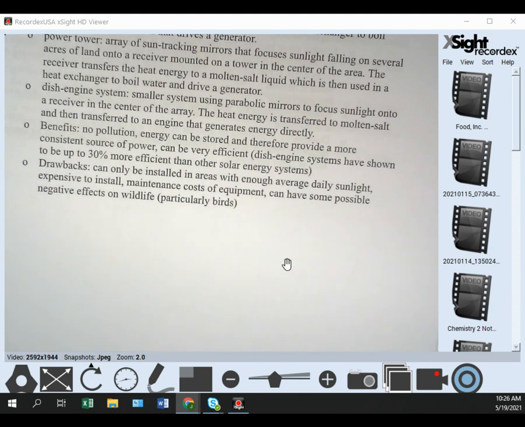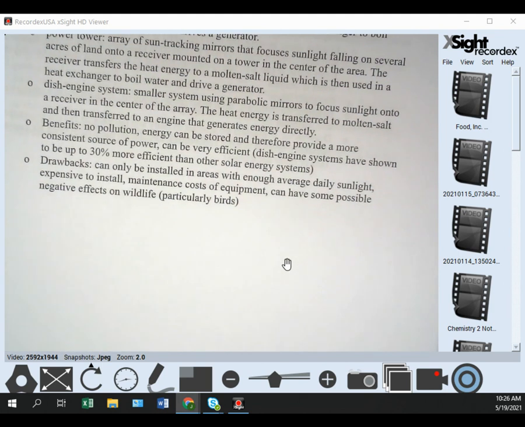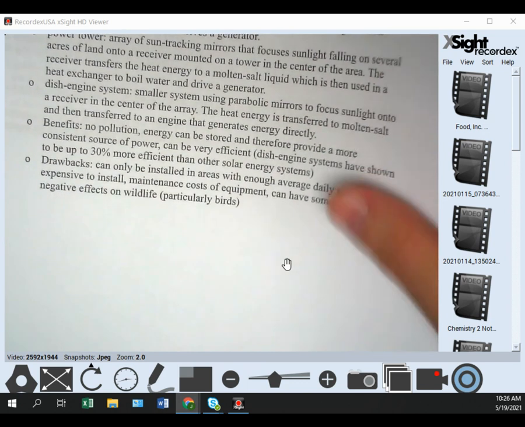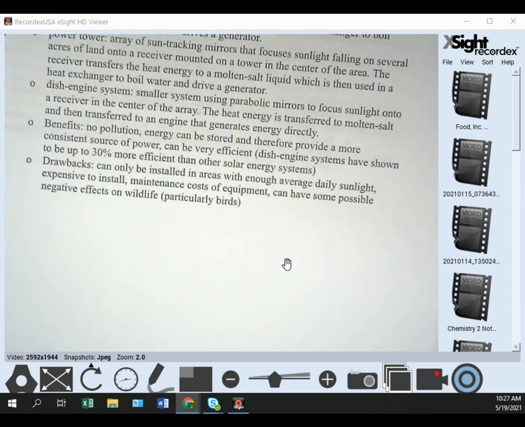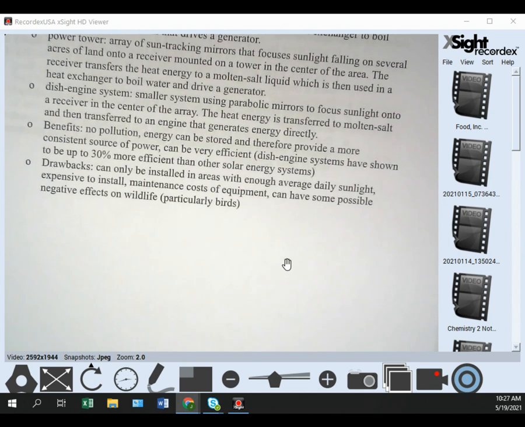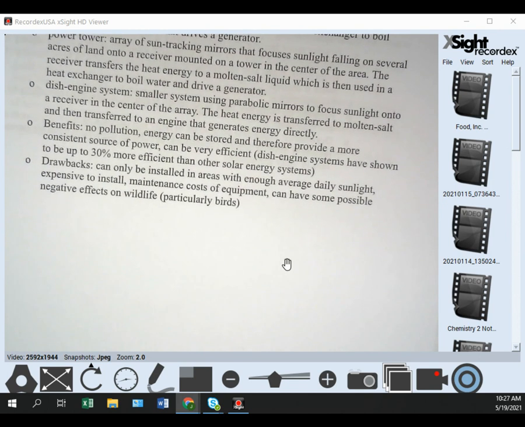It can have some possible negative effects on wildlife, particularly birds. Usually they'll adapt, but there have been instances where, if birds fly into the area, the concentrated heat from the concentrated rays can kill them. Okay, so that's sort of a quick and dirty breakdown of solar power, the different solar power systems. Any questions or comments?